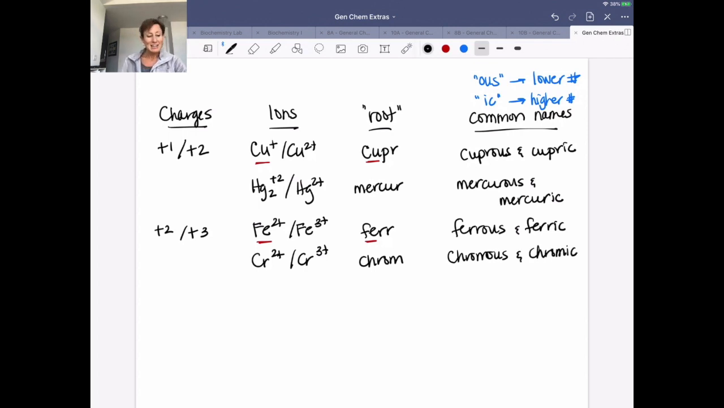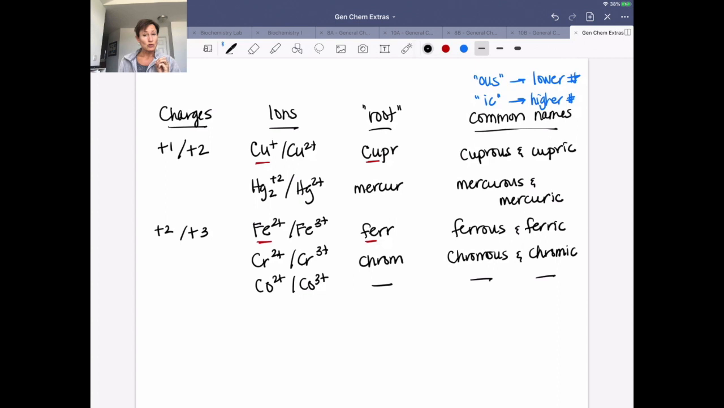All right. The last one we have here is one that we don't have a common name that you need to know, and that's cobalt. So cobalt is cobalt 2+ and 3+. So nothing to think about here with a root or our suffix.